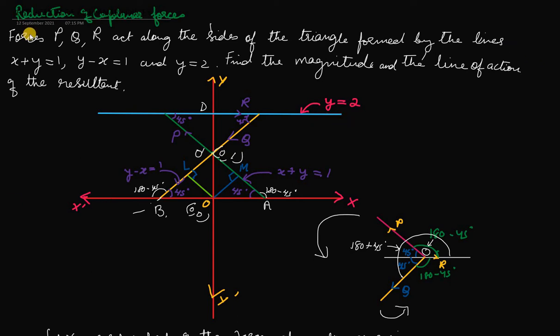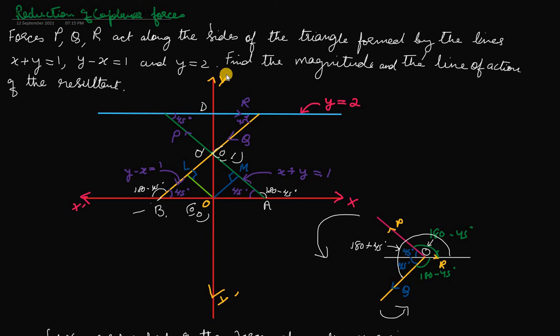So here the question is: forces P, Q, R act along the sides of a triangle formed by the lines x plus y equal to 1, y minus x equal to 1, and y is equal to 2. Find the magnitude and the line of action of the resultant. So here you are given forces formed by three straight lines.